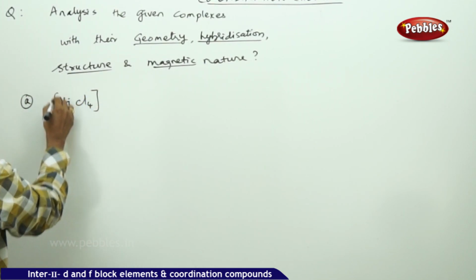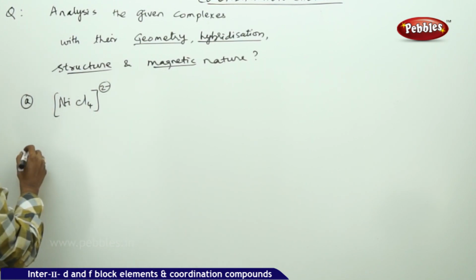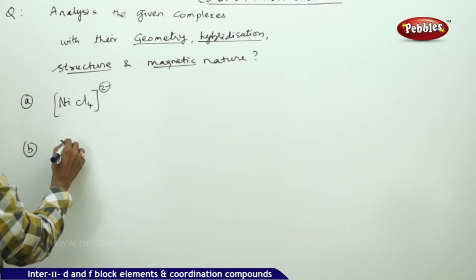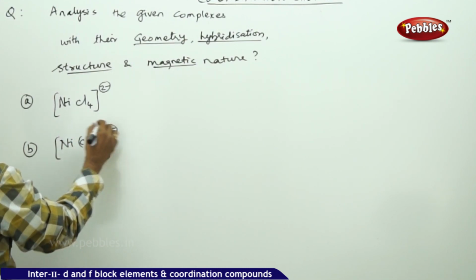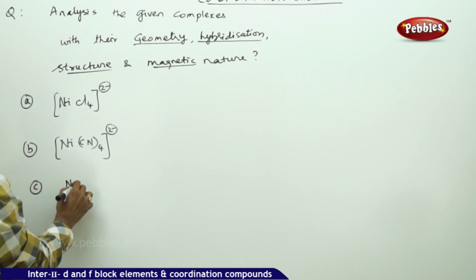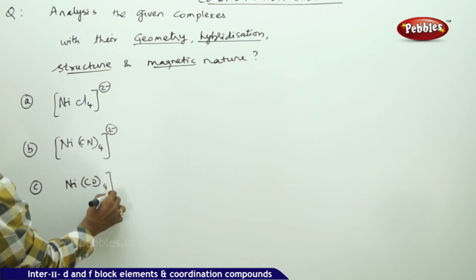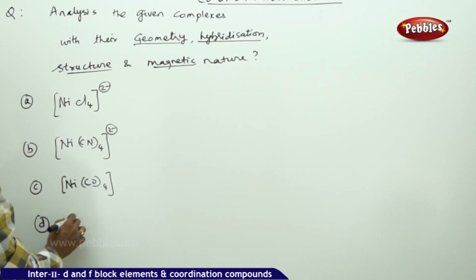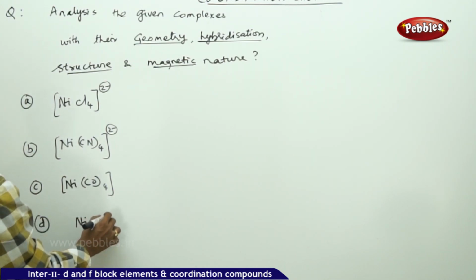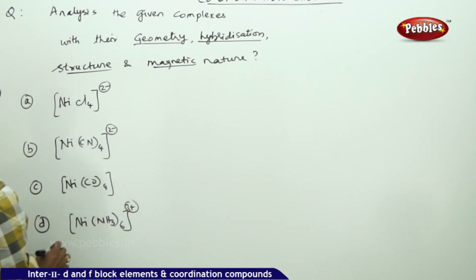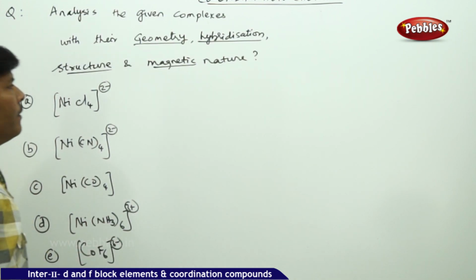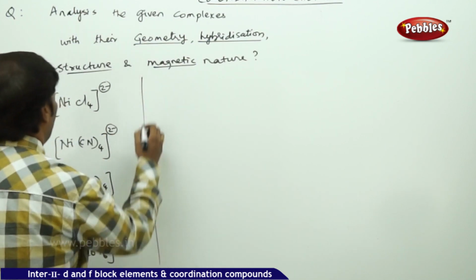So first one I am giving you: NiCl4 2 minus. Second, Ni(CN)4 2 minus. Third one, nickel tetracarbonyl. Fourth one, Ni(NH3)6 3 plus, and the last one, CoF6 3 minus. So let us study all these cases one by one.